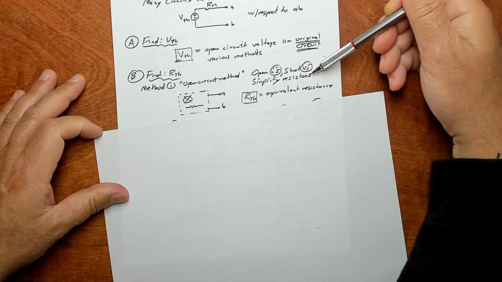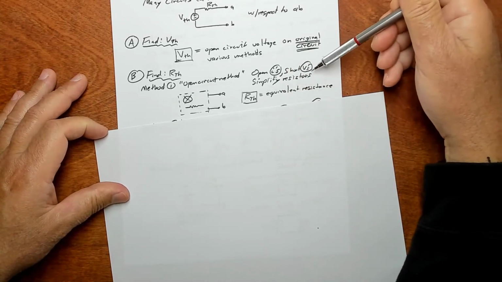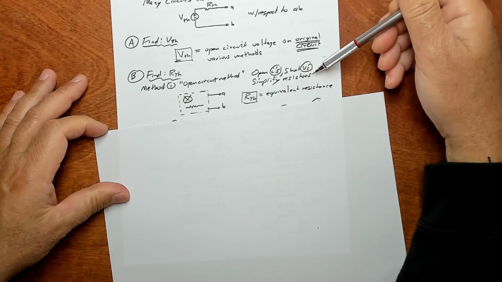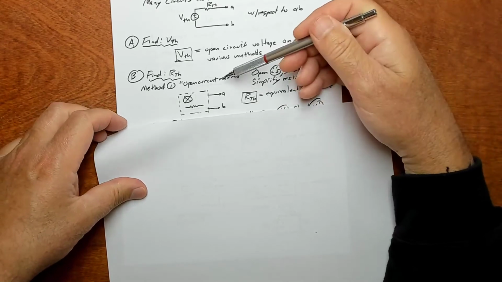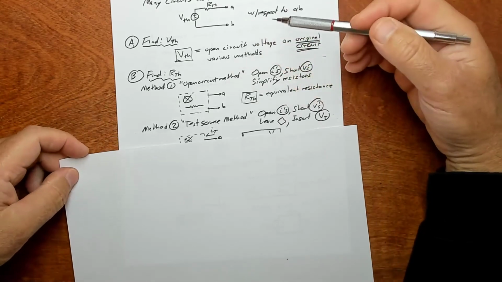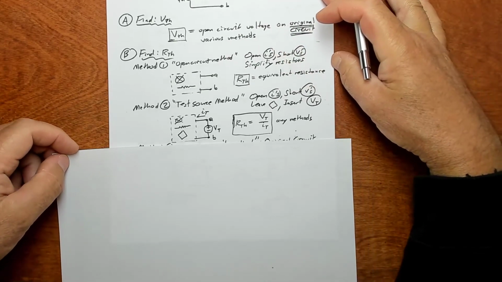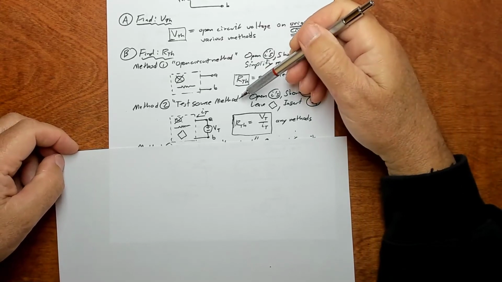I'll have to show you a problem on that, and I don't want to do that right now in this introductory kind of thing because it gets to be too much. But that's the first method, and we'll look at some examples later. Okay, the second method is called the test source method.